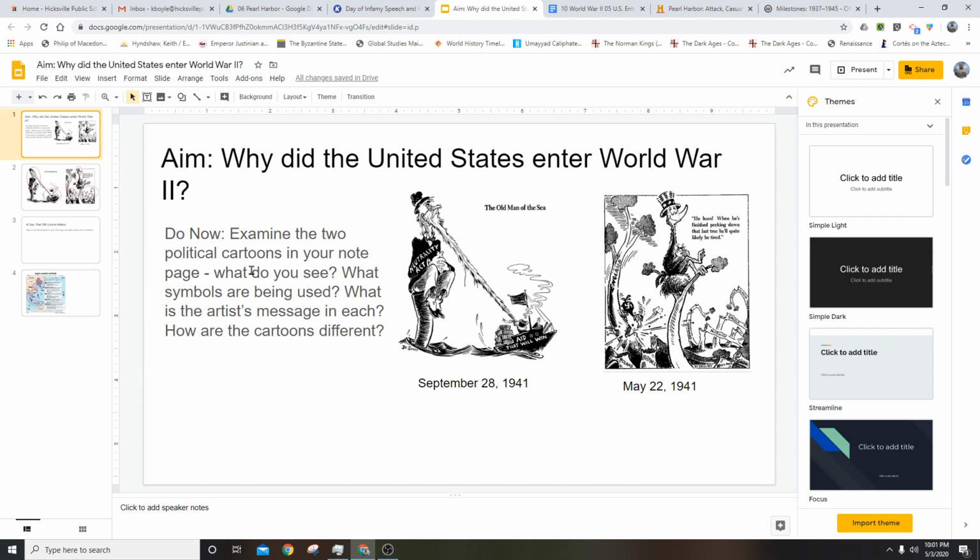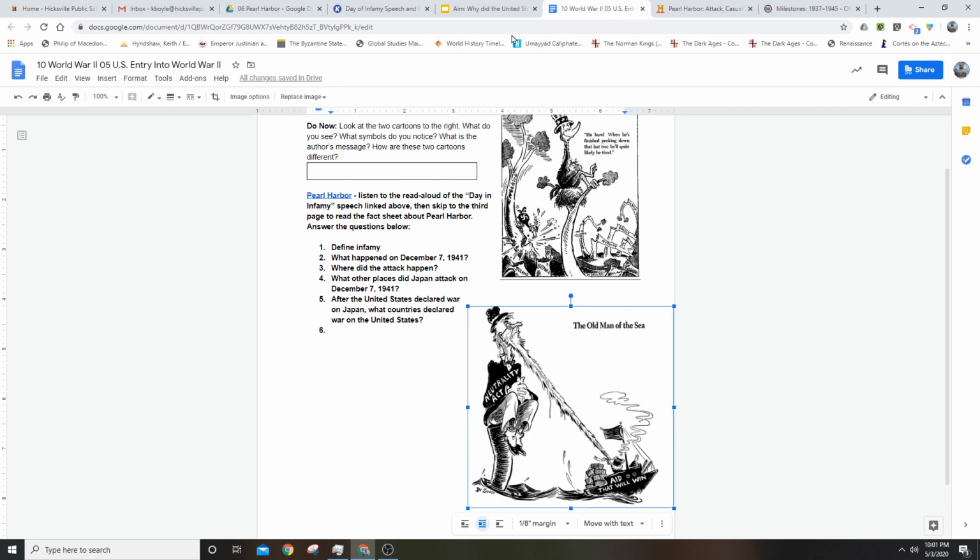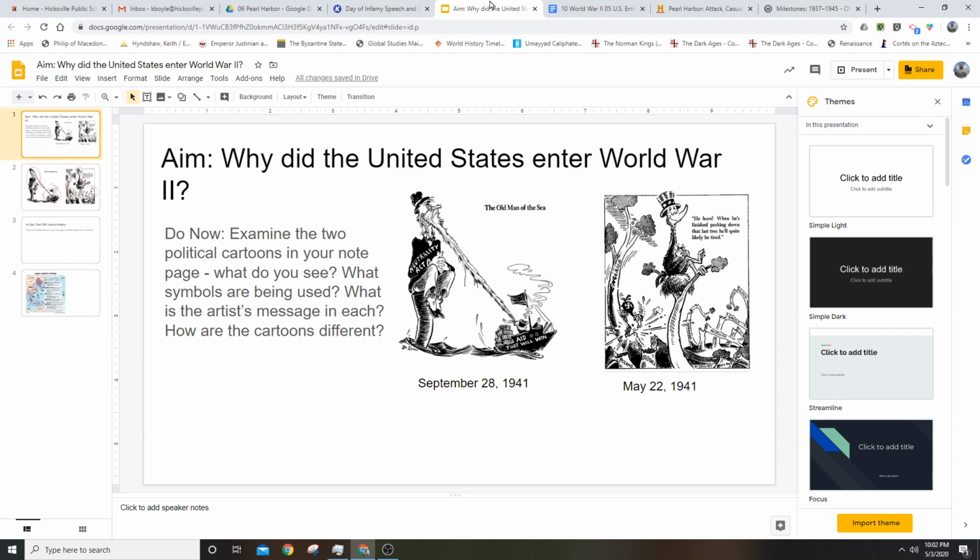What I'd like you to do first is take a look at two political cartoons. They are posted right here in this slide presentation, but also in your note page, which looks like this. You've got two cartoons, one here and one here. I want you to look for symbols in the cartoons, identify things you see, and then try to figure out the artist's message in these two cartoons. The artist in both cartoons is the same. It is Dr. Seuss. And I'd like you to see also how the message in the cartoons is different. So take a minute, pause the video, and let's take a look at these cartoons.